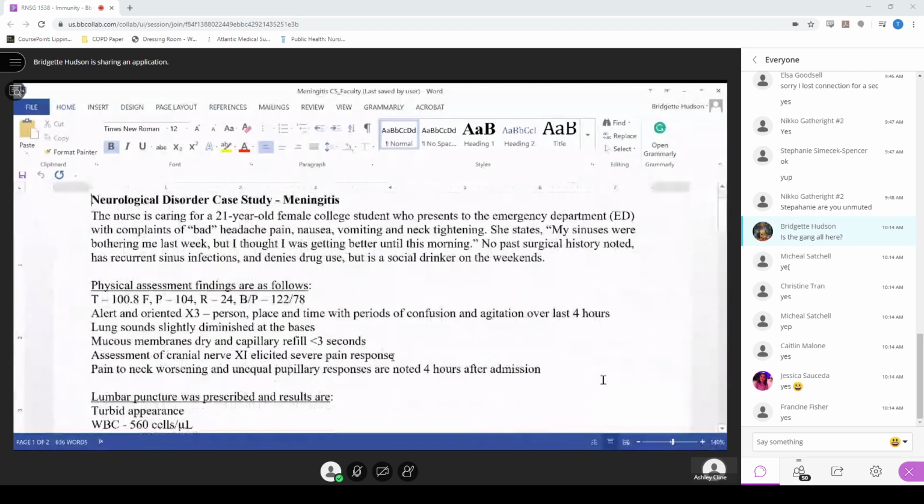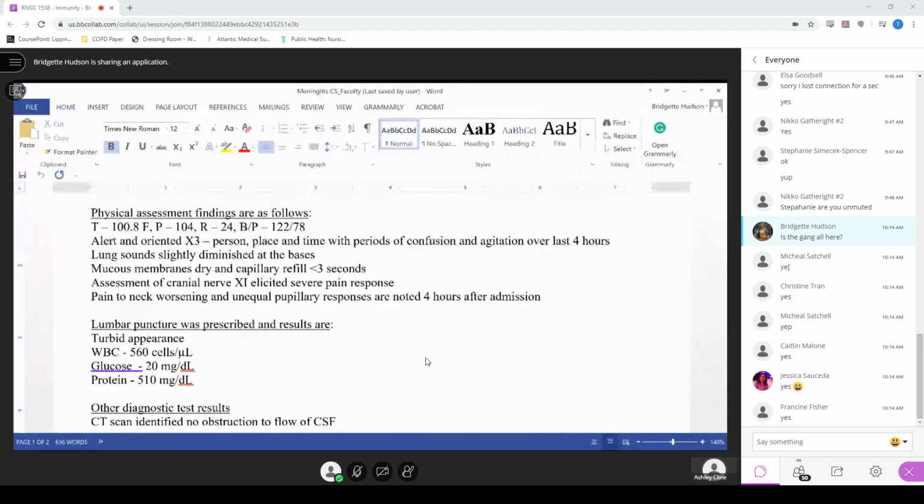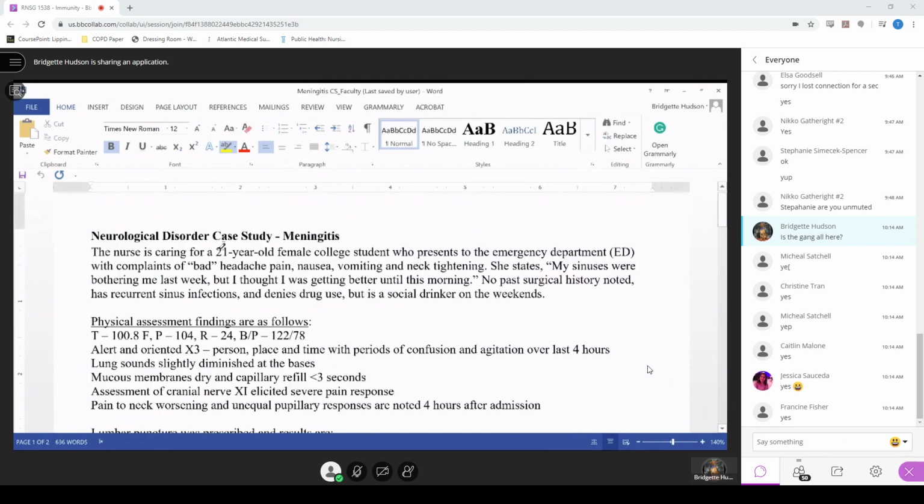All right. So group 1, these were all of the lab values, so everybody should have the same case study. We did an assessment on cranial nerve 11, pain to the neck. When you're looking at the case study, I would start with, and this would be the same thing for any other question, what things are abnormal? So let's go back. We have a 21-year-old person.